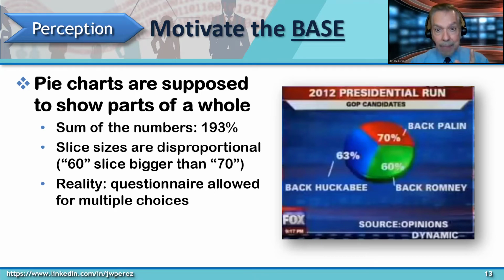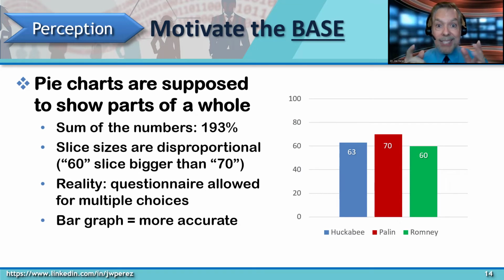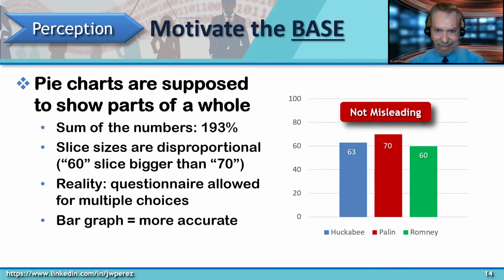Now, that in and of itself isn't necessarily a problem. The problem here is that's not the way we show things in a pie chart. We can therefore pretty safely conclude that this pie chart is misleading. And in this particular case, a bar graph would have reflected the data much more accurately, don't you think? Something like this. It's the same data, but presented in a way that is not misleading.